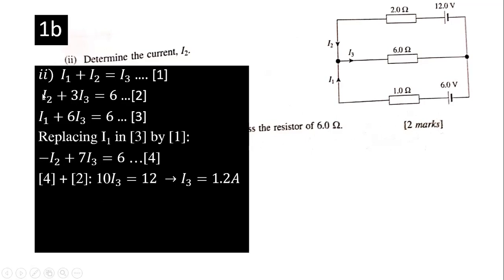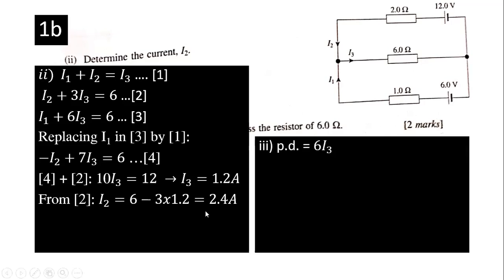Minus I2 and plus I2 is 0, so that is 10. 6 plus 6 is 12. So that gives you I3 is 1.2 ampere. From equation 2, you can find I2. I2 is 6 minus 3I3. It's up to you which one you want to choose. As long as you can get the 3 equations, you should be able to solve the problem. That's your I2, and PD is just 6 times the I3, that's all.